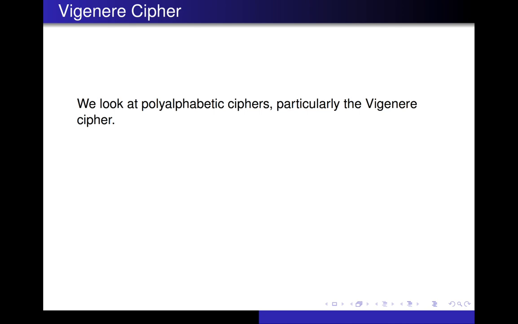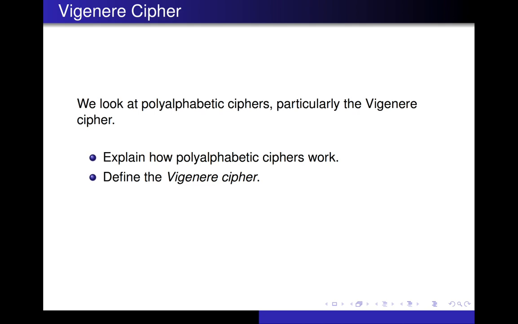Now we're going to look at a new type of cipher called a polyalphabetic cipher. In particular, we're going to look at the Vigenere cipher. So first we're going to explain how polyalphabetic ciphers work. Then we're going to define the Vigenere cipher. And then finally we're going to do a sample encryption and decryption for the Vigenere cipher.